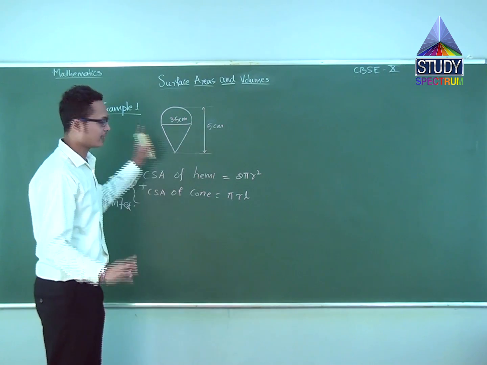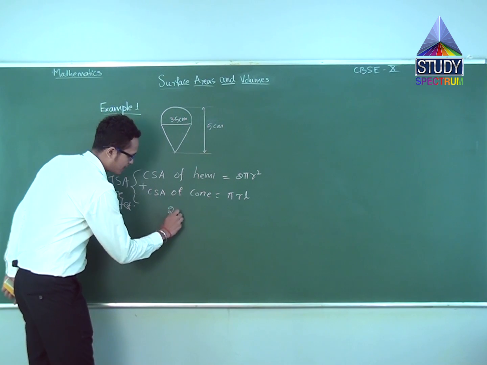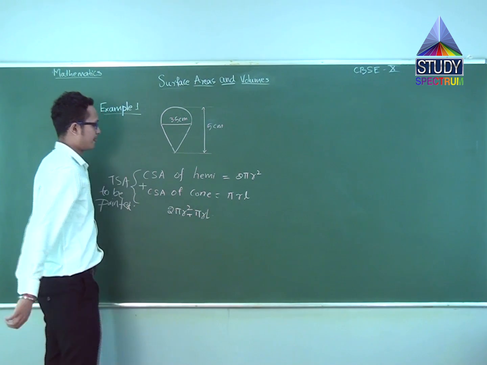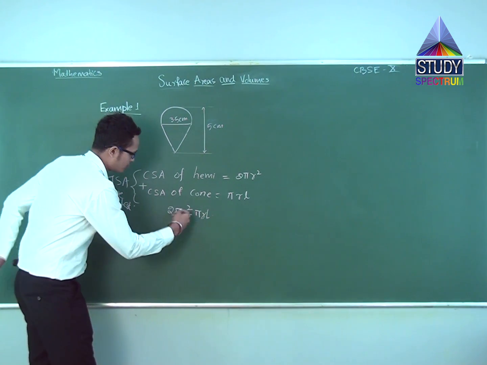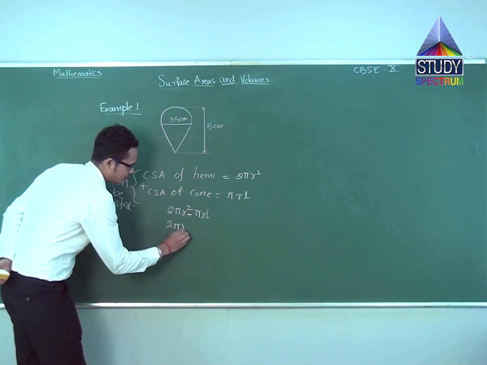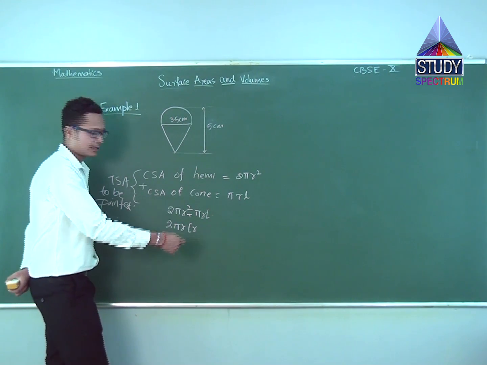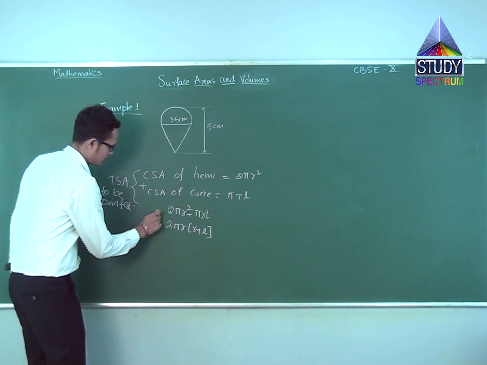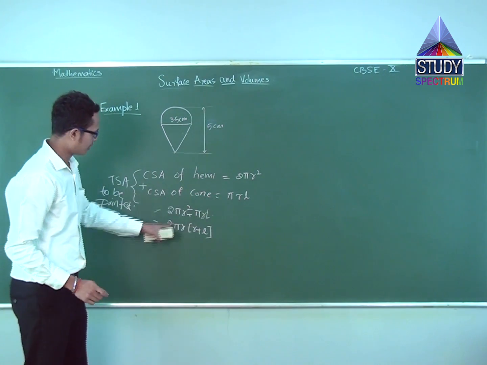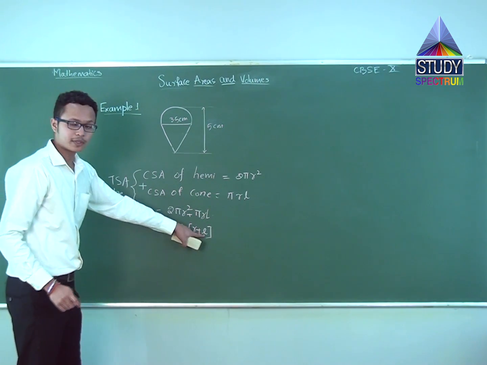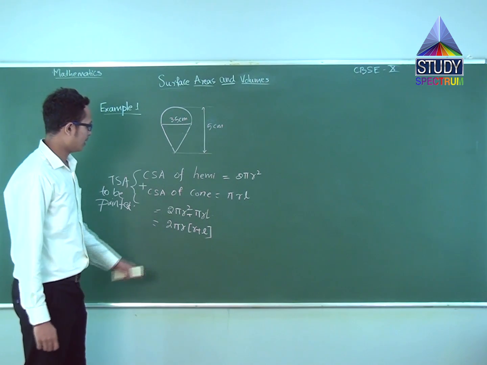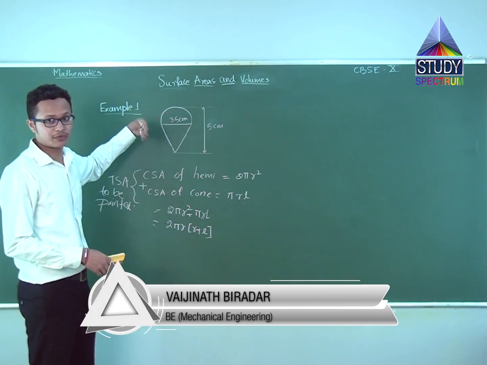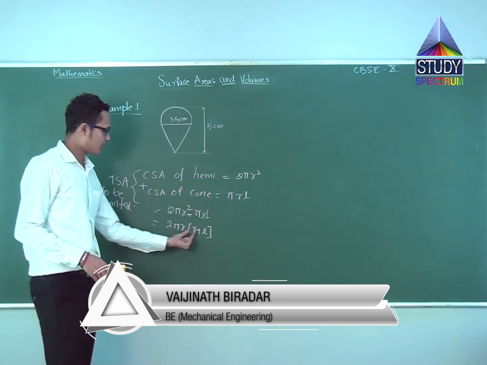Just add those two and you'll get the total surface area: 2 pi r square plus 2 pi r L. If I take out 2 pi r common, what remains within the bracket is r plus L. I've added these two and taken out 2 pi r common, r plus L remains within the bracket.